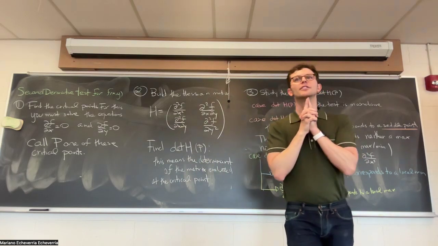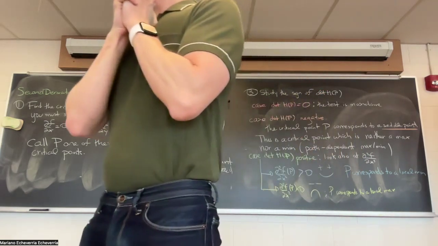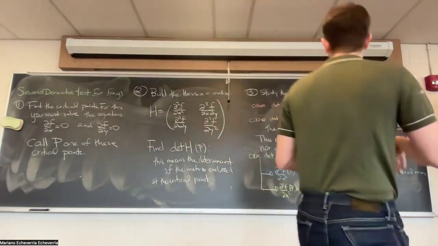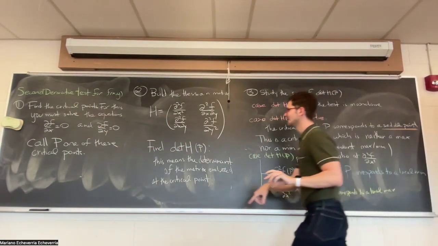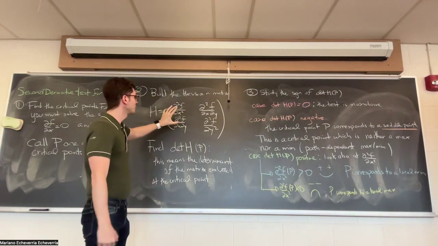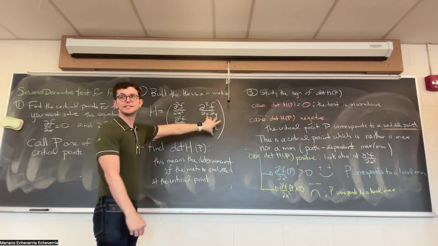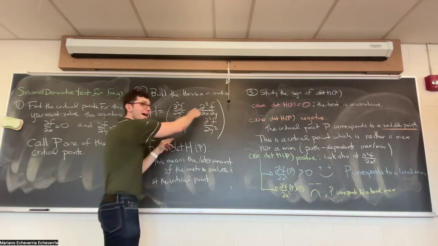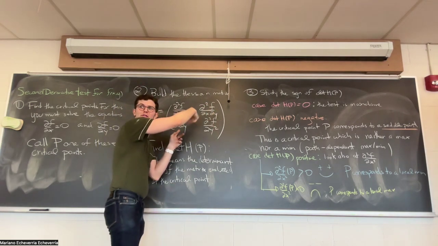Is it possible for the second derivative in terms of x to be 0? Oh, that's a great question, because what happens if this is 0, right? If you put a 0 here, the determinant would be this number times this number, minus this number squared, right?